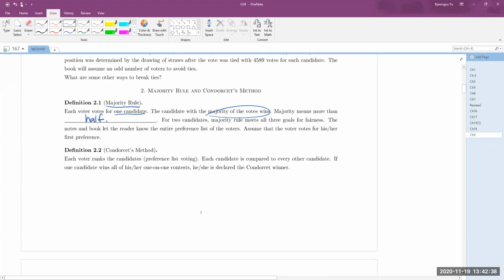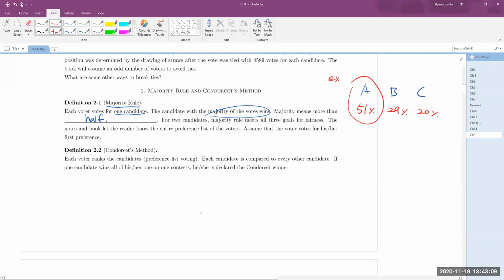So for example, if there are just 3 candidates, A, B, C, and if A got 51% of the votes, and B got 29% of the votes, and C got 20% of the votes, then who wins? A wins, right? Because A got more than half of the votes, right?